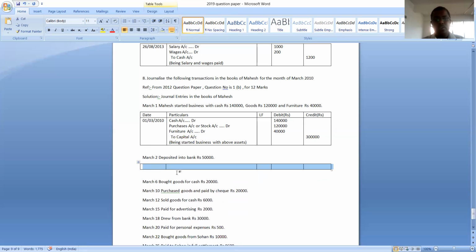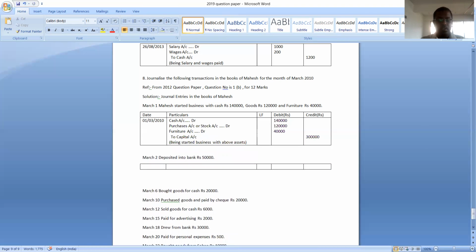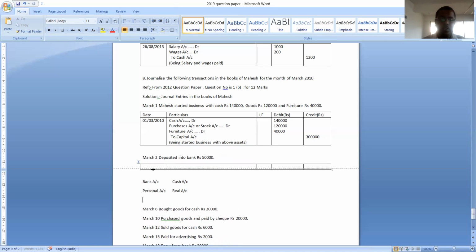So how many accounts are we finding here? Actually, here we are finding two accounts. One is bank account. Another one is cash account. Okay, bank account is which account? It is a personal account. Cash account is which account? It is a real account. So which account should be debited and which account should be credited?